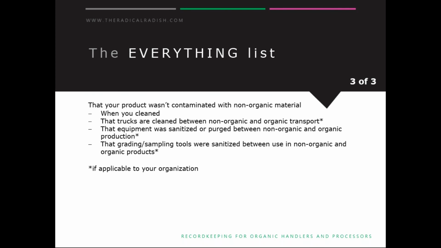And lastly, you're showing that your product wasn't contaminated with non-organic material. You're showing this both by showing when you cleaned and that trucks are cleaned between non-organic and organic transport, that equipment was sanitized or purged between non-organic and organic production, and that grading and sampling tools were sanitized between use in non-organic and organic products. All of these types of things would use the same types of cleaning, sanitizing, and purging records we talked about during production.